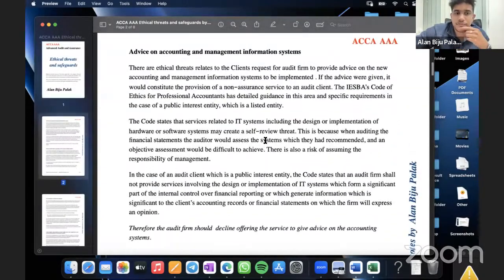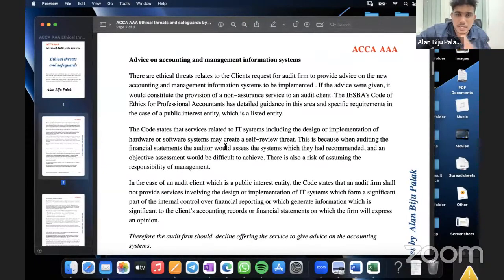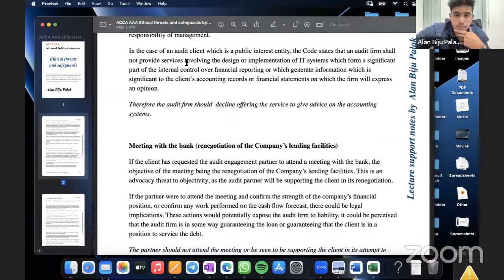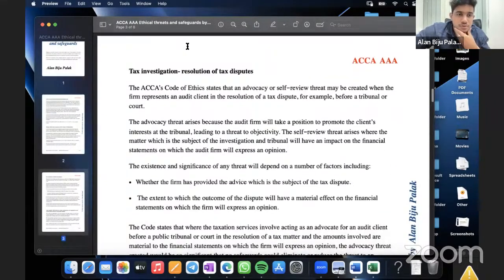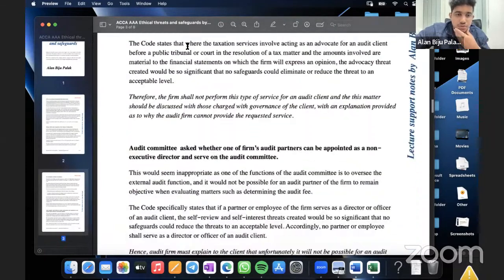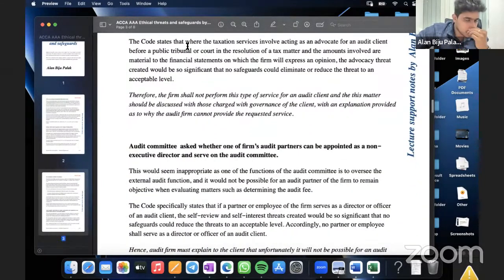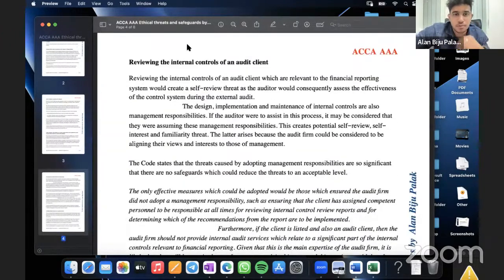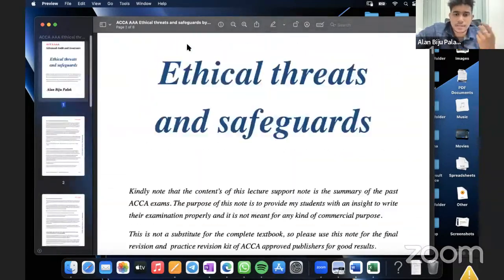Within the ethical threats and safeguards, we have included common ethical threats. It may be mentioned in the question that you are being asked to provide advice on the accounting and management information system, or to attend a meeting with a bank, or to investigate tax related issues, or the client company might be asking you to join their audit team, or you might be asked to review the client company's internal control system. In all these cases, there will be ethical threats.